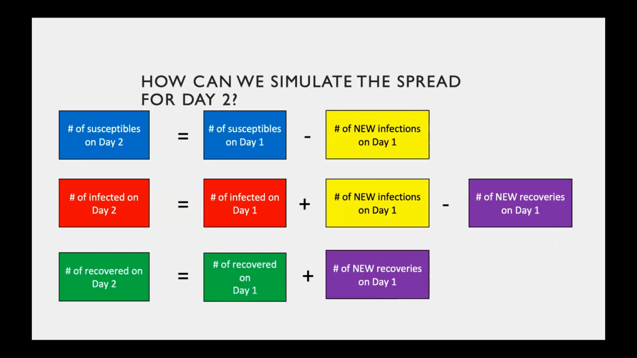And then lastly, we have the recovered compartment. The number of people that recovered on day 2 equals the number of recovered people on day 1 plus the number of new recoveries on day 1. So we already have the green, red, and blue boxes on the right. We want to calculate the green, red, and blue boxes on the left, but we don't know what the yellow and purple boxes are yet. And that is our goal.